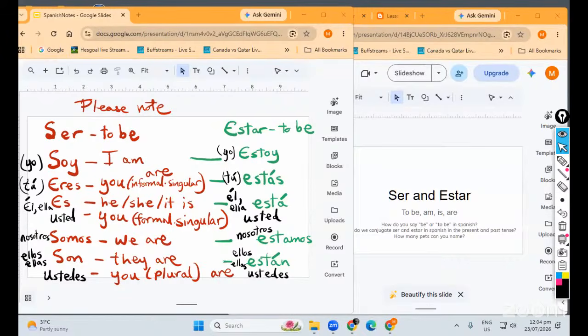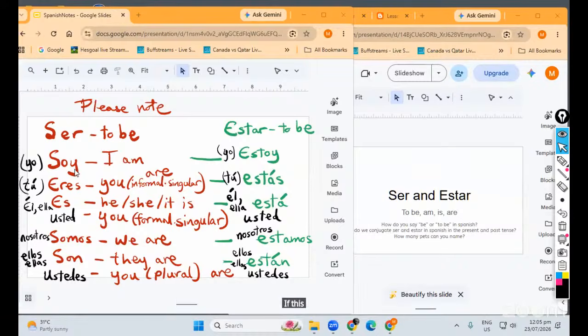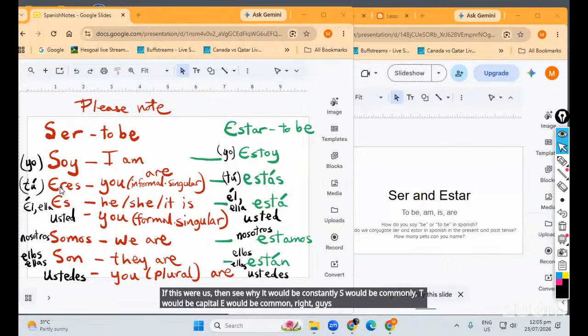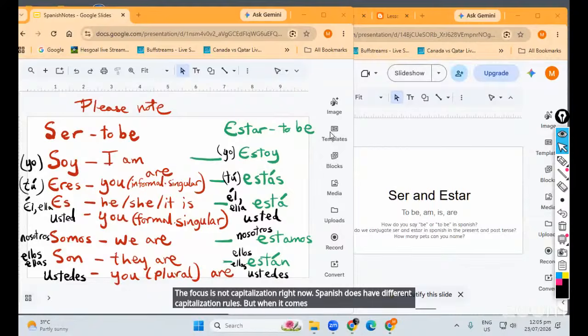Now, my letters, the capitalization is off because that wasn't a priority when I was writing on the forms, and I put in the pronoun after, right? But if this were a sentence, the Y would be capital, the S would be common, the T would be capital, the E would be common, right, guys? The focus is not capitalization right now. Spanish does have different capitalization rules, but when it comes to a sentence, the same general rules apply. Start with a capital letter, right?